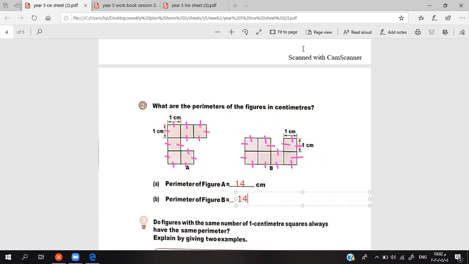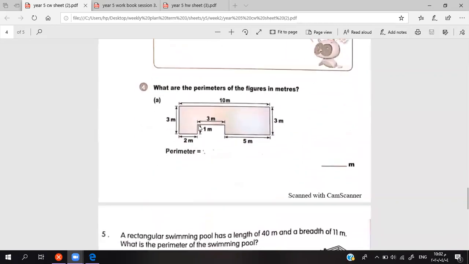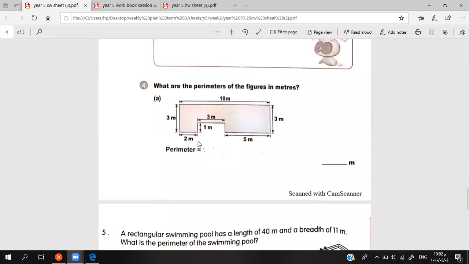Do figures with the same number of 1 centimeter squares always have the same perimeter? Definitely not. Explain by giving 2 examples. It will be hard for me to draw, it's not that important. Let's go to number 4. Here, what is the perimeter of the figure in meters?